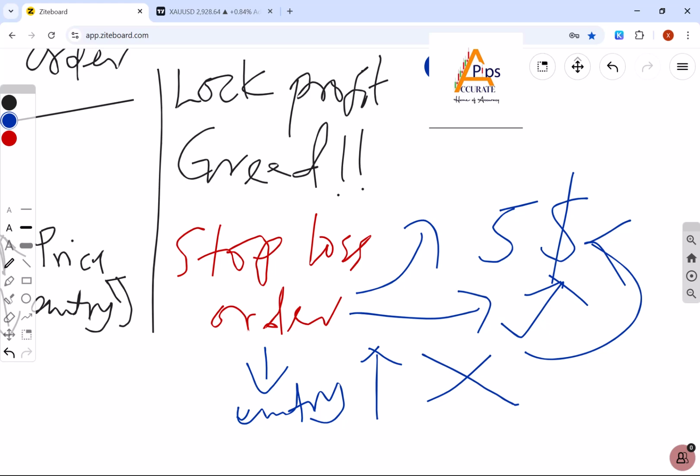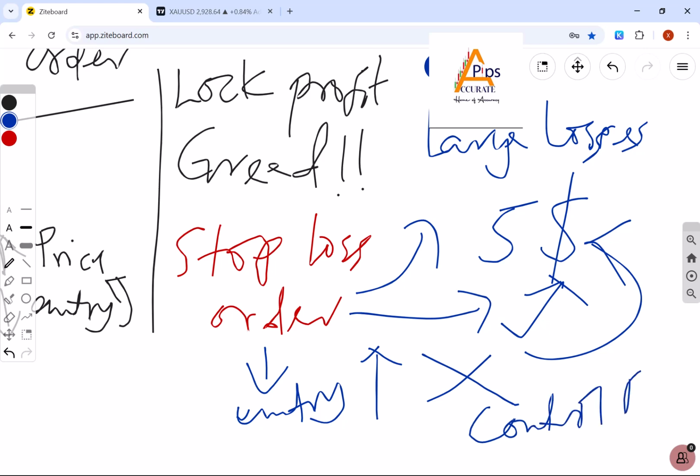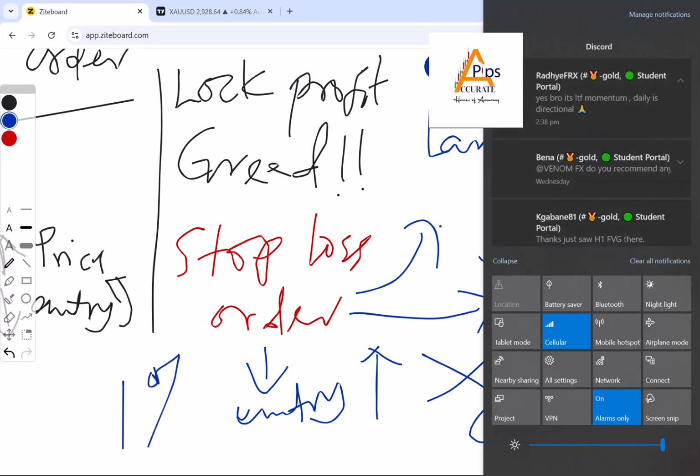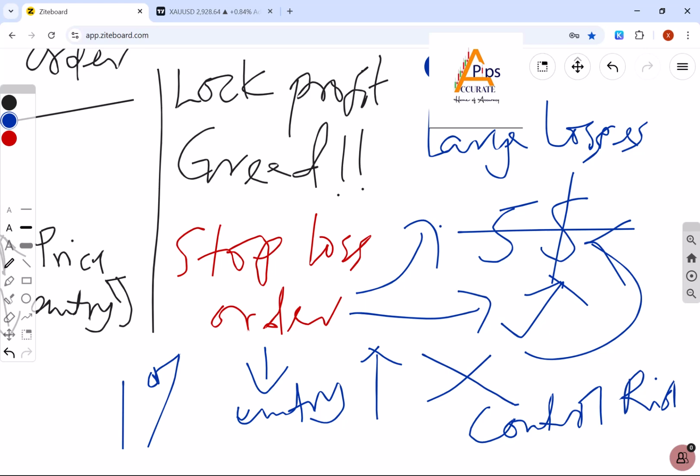Okay. Why is it important for you to put stop loss? It is important in order to prevent large losses, so you don't lose too much. All right. Then also, it helps you to control risk. You know, okay, I'm risking maybe 1%, I'm risking 2%, I'm risking 3%. Okay, so mostly, if you don't have money, risk between 1% to about 3% maximum.